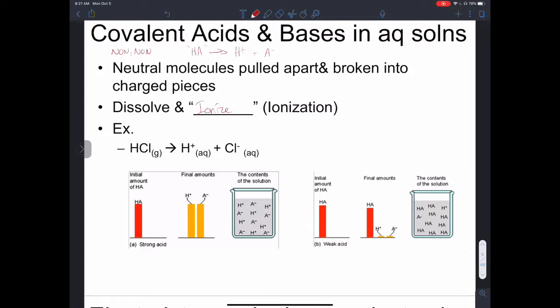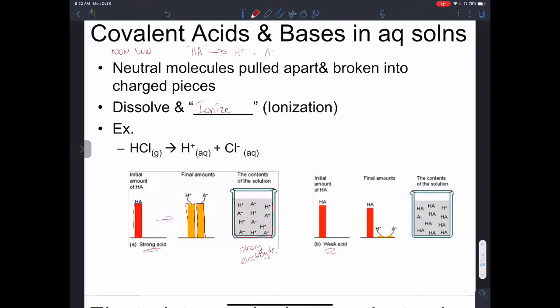Here's an image of how a strong acid behaves compared to how a weak acid would behave. We say that a strong acid is strong because the full amount, so this bar represents the full amount of the product, will become completely ionized into all H's and all A's. Every single one will separate. So your solution will have a lot of charged particles. So again, we call it a strong acid because it will be a strong electrolyte.